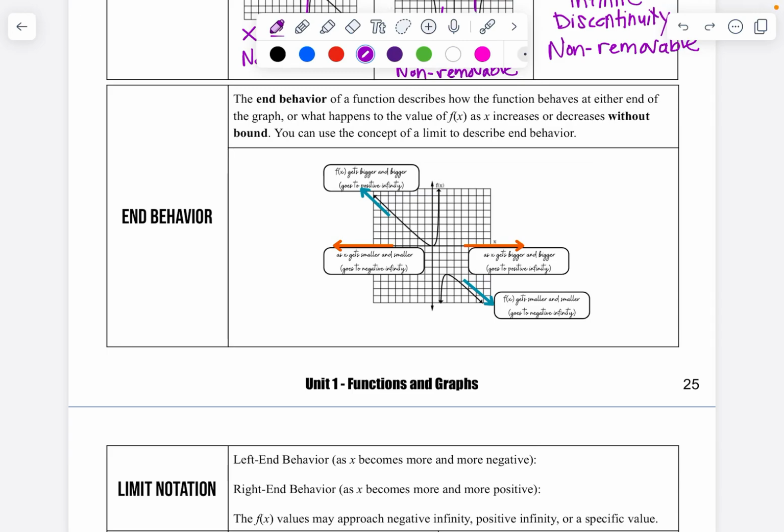The end behavior of a function describes how the function behaves at either end of the graph, or what happens to the value of f of x as x increases or decreases without bound. You can use the concept of a limit to describe end behavior.